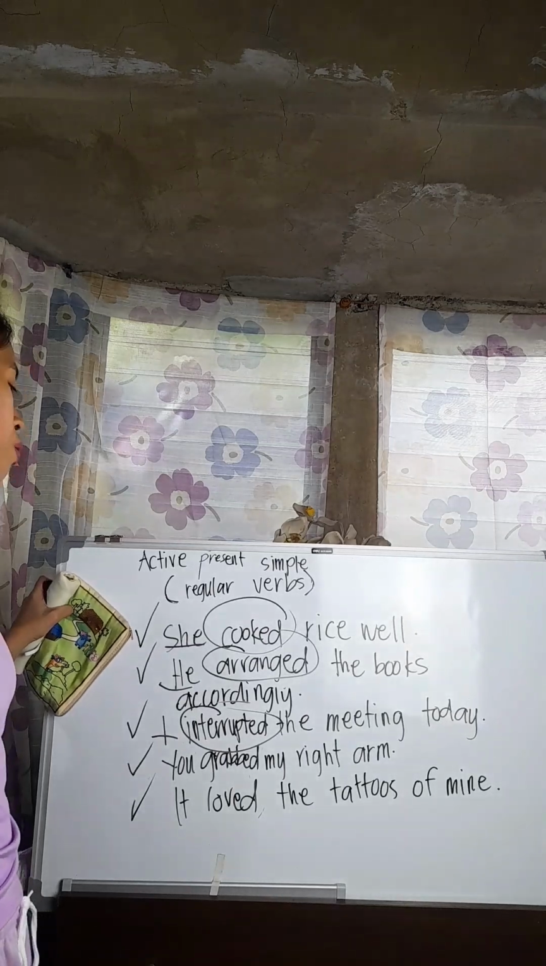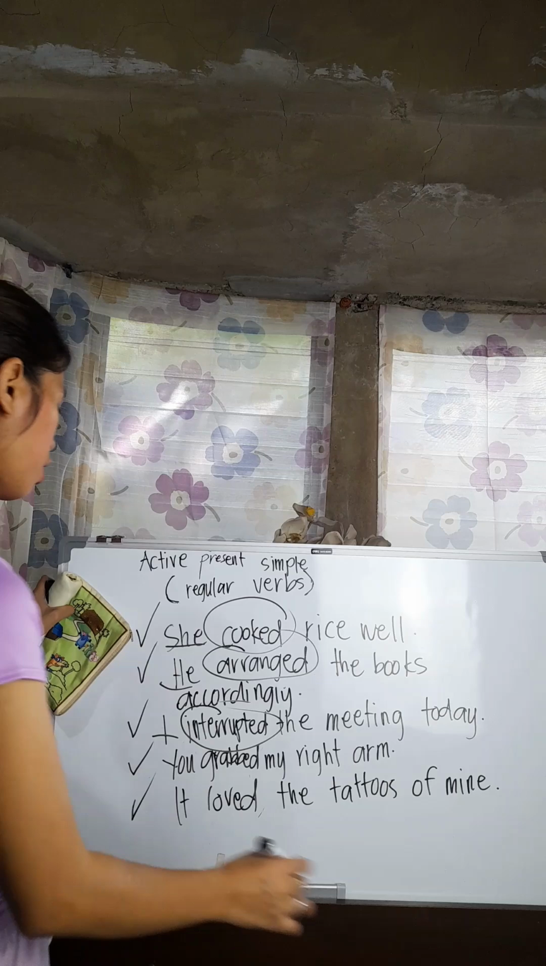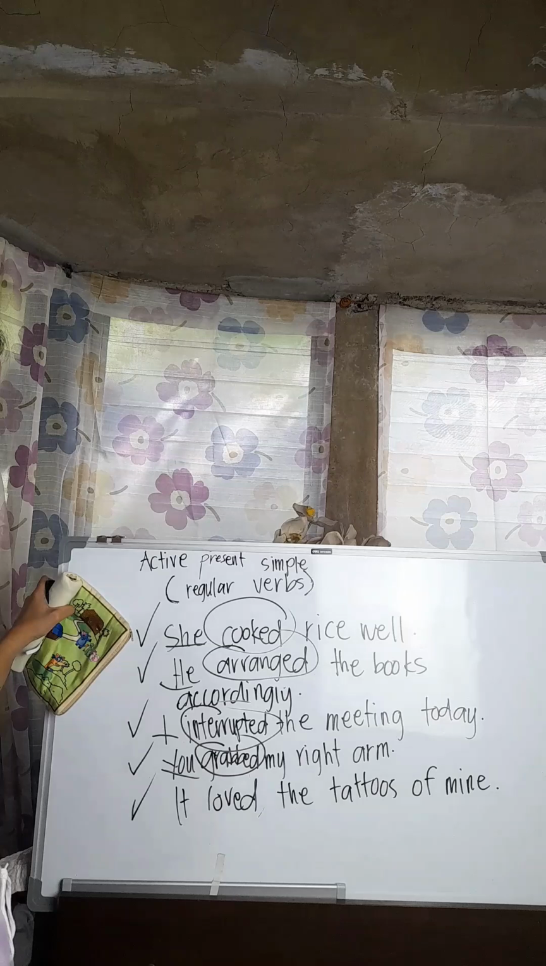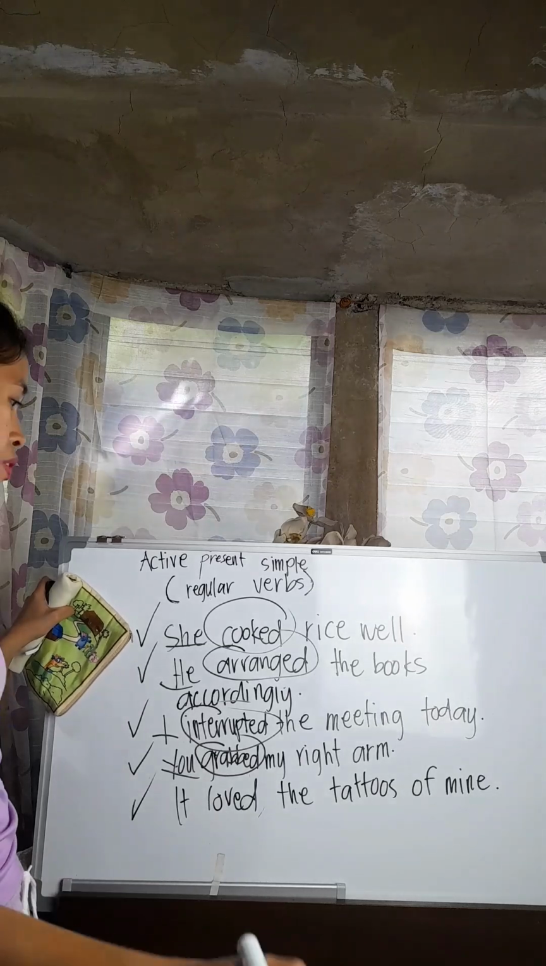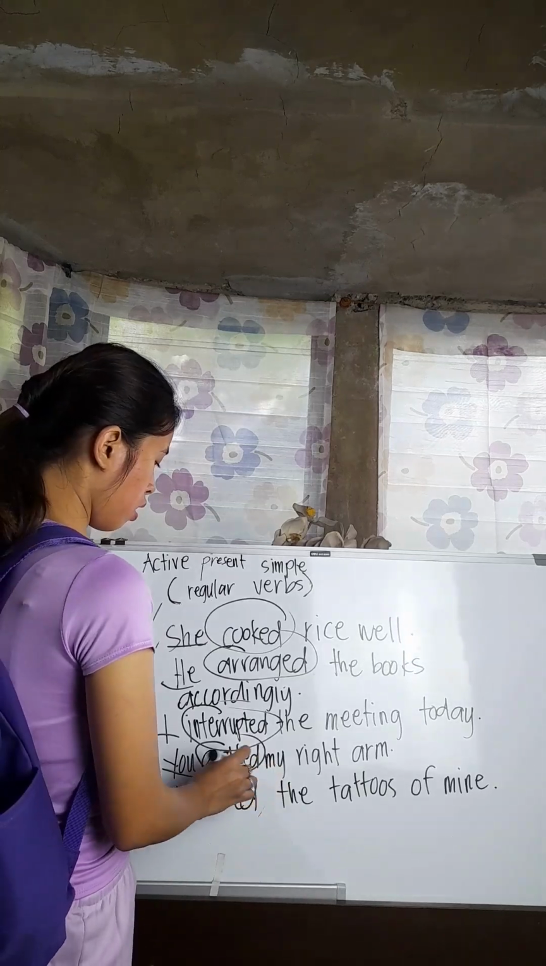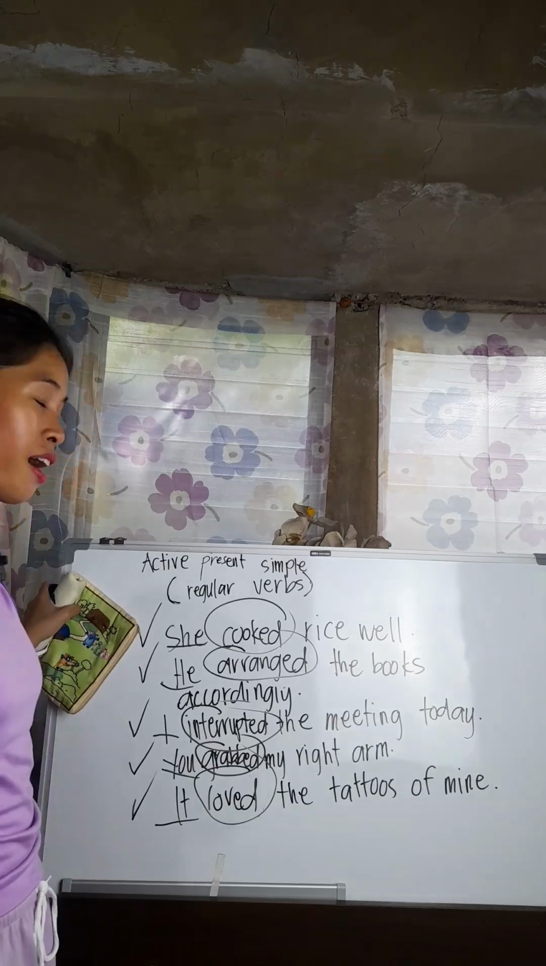Next, you grabbed my right arm. You as the subject, grabbed as the past simple verb. Next, it loved the tattoos of mine. It as the subject, loved as the past simple verb.